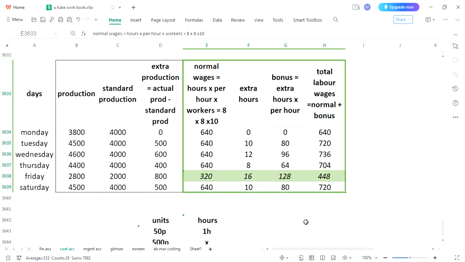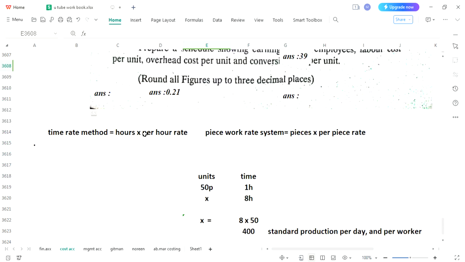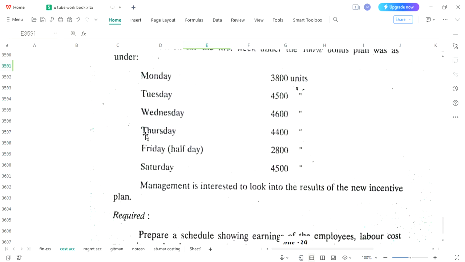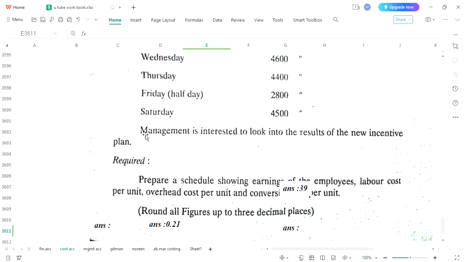Up to 9 hours a day, single rate, and over 9 hours, double rate. And above 48 hours, double rate. So there are two options given for double rate. Either we will prepare a schedule showing everything, which has been disturbed over here.